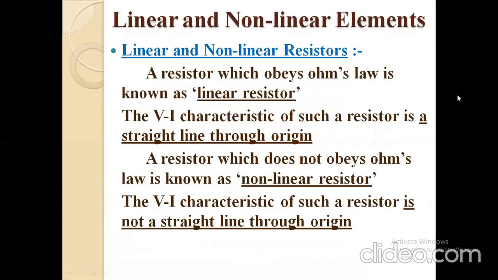Then the next point is the linear and non-linear elements. In this point, the first topic is the linear and non-linear resistors. A resistor which obeys Ohm's law is known as a linear resistor. The V-I characteristic of such a resistor is a straight line passing through the origin. Whereas a resistor which does not obey Ohm's law is known as a non-linear resistor. The V-I characteristic of such a resistor is not a straight line passing through the origin.